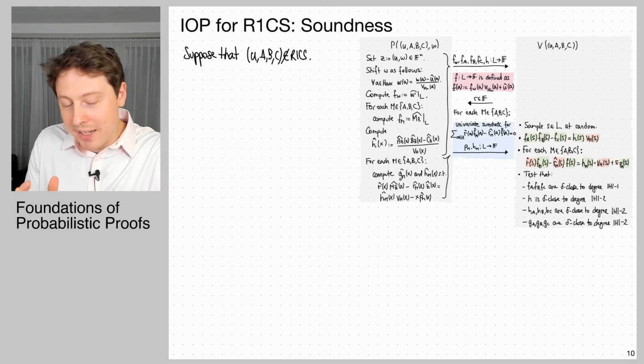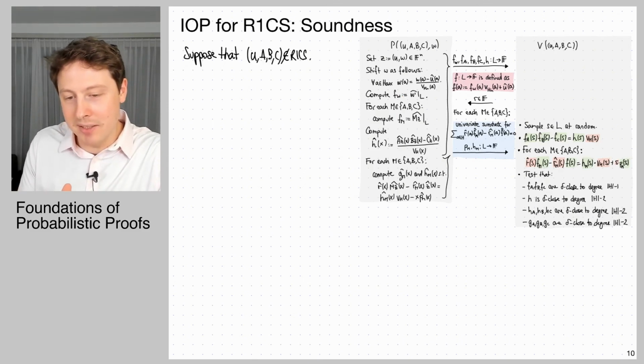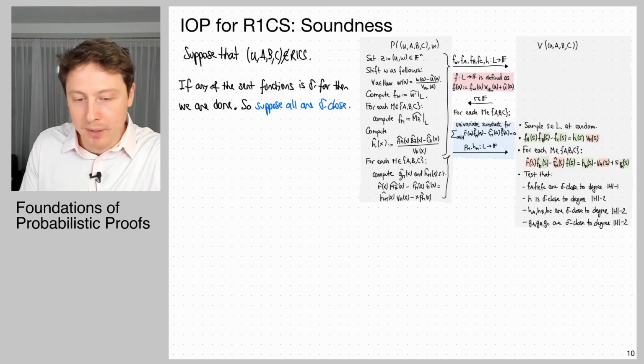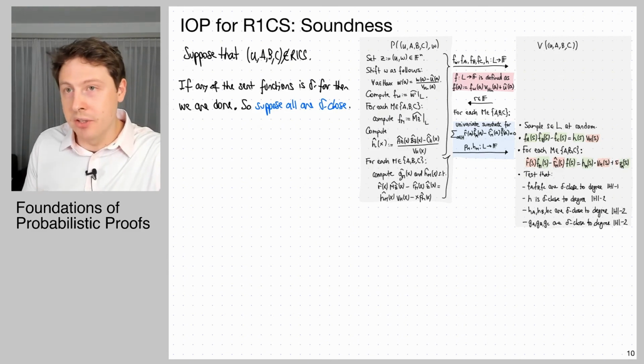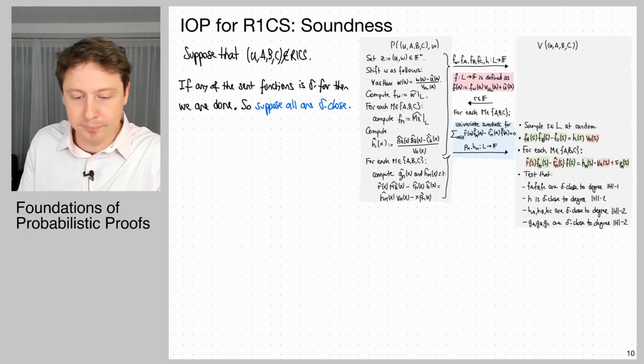So suppose the instance we have is not satisfiable. If any of the sent functions is delta far, then we're done. Okay. So let's suppose that all the sent functions are delta close.